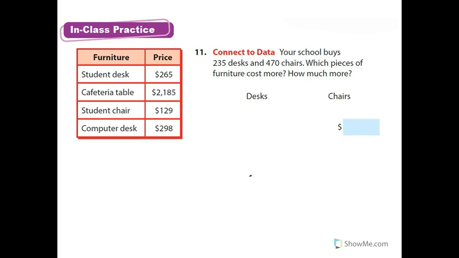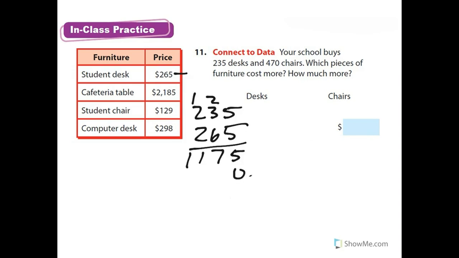So your school buys 235 desks, and desks cost how much? $265. We're going to do 5 times 5 is 25. Carry that 2. 5 times 3 is 15. 15 plus 2 is 17. Carry that 1. 5 plus 2 is 10. 10 plus 1 is 11. Drop my 0 for my tens place.